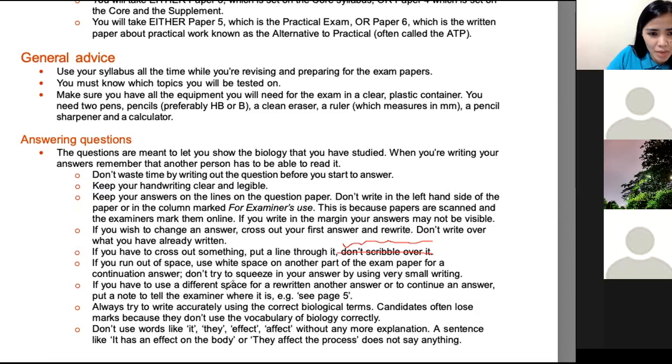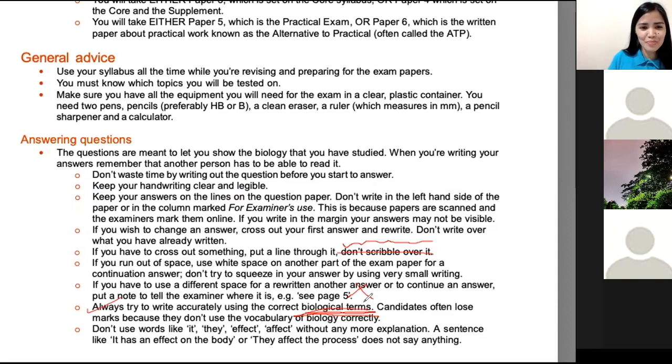Another thing I would like to discuss here: always try to write accurately, using the correct biology or scientific terms. You have to write the correct one. For example, what we usually use when we discuss indigestion, to let everyone understand what indigestion is, we usually use the word pooping, right?